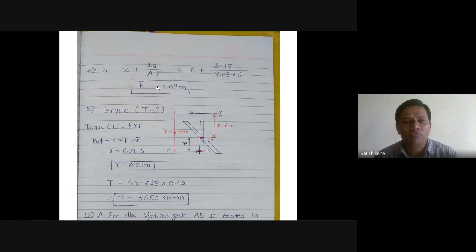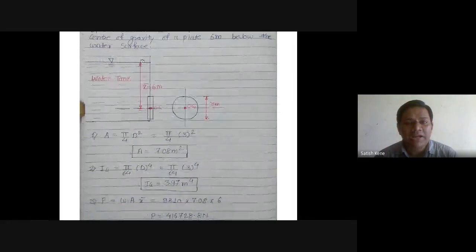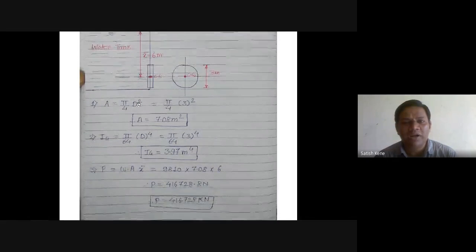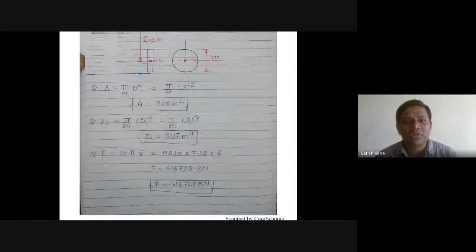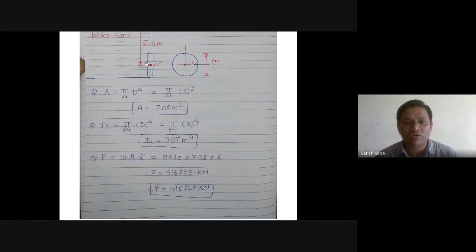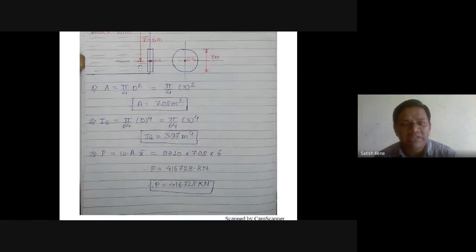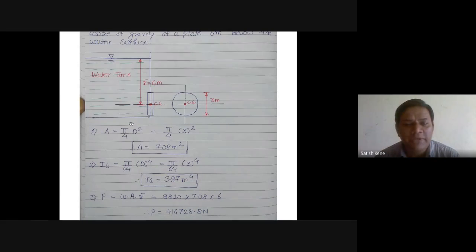Now for this given diagram, X bar is 6 meter. And what is the value of H bar? H bar we just calculated as 6.09 meter. Means as per both the answers, this is the position of X bar, center of gravity from liquid surface, and our H bar is 6.09. Means what is the position of this P? This position is below the center of gravity at a distance 0.09 meter, because X bar is 6 meter and our H bar is 6.09 meter. Means below the center of gravity, we have this pressure force P.